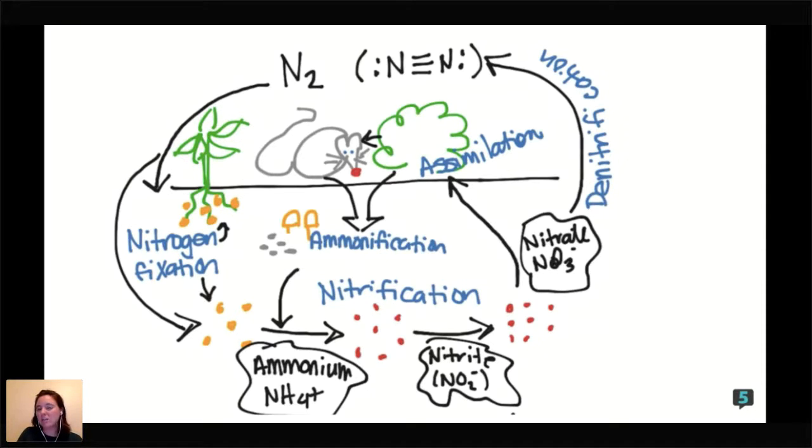Do you guys have any questions about the nitrogen cycle, how it exists normally, or how it exists with people having a hand in it as well?